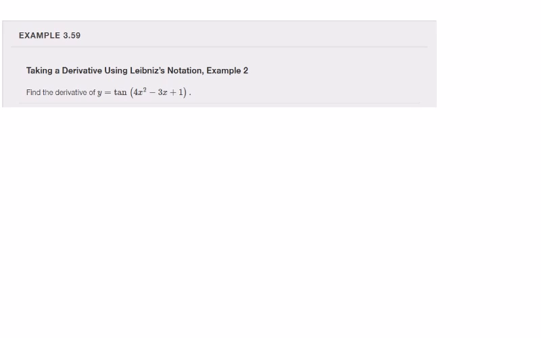So here it says, find the derivative of y equals tangent of the quantity 4x squared minus 3x plus 1. And so, of course, this is going to be our u, right? This inner function here. And so I'm going to let u be 4x squared minus 3x plus 1. And so therefore du dx, or u prime, is going to be 8x minus 3, right? So now I have everything I need.